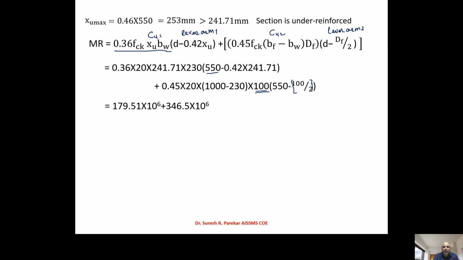And from this we are going to get the value of MR. So first 179.51 into 10 raised to 6 plus 346.51 into 10 raised to 6. And from this we will get the moment of resistance, that is equal to 526.01 kilonewton meter. So we have to see that in this problem, my depth of rectangular portion is greater than the depth of flange.